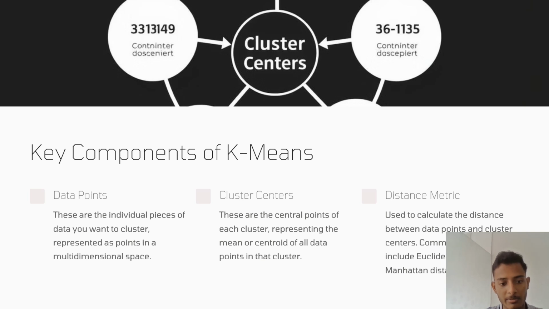Key components of k-means. Data points. These are the individual pieces of data you want to cluster, represented as points in the multi-dimensional space. Cluster center. These are the central points of each cluster, representing the mean or centroid of all data points in the cluster. Distance metrics are used to calculate the distance between the data points and the cluster center.